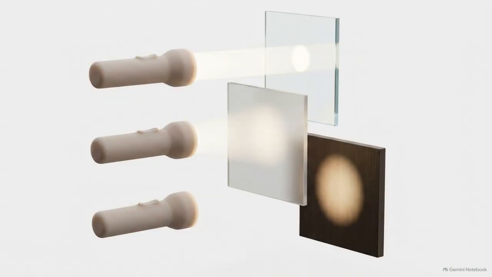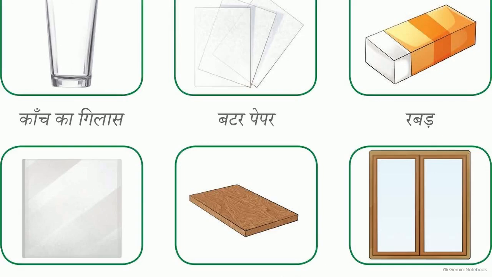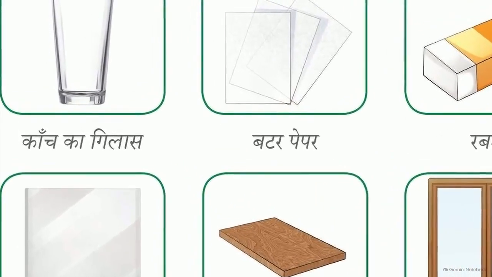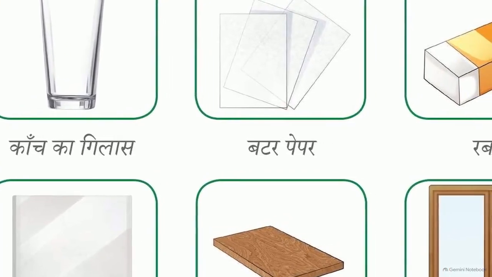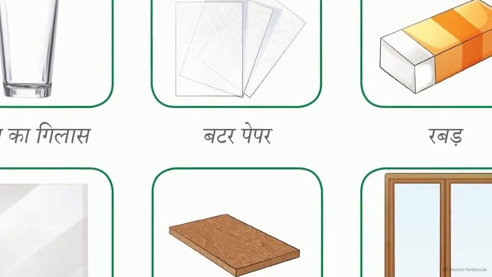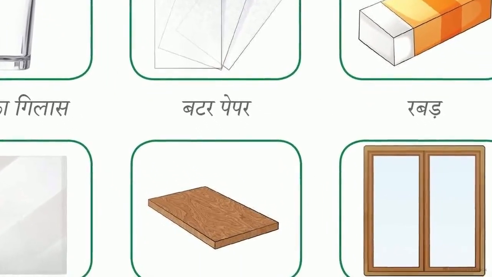Matter also dictates how light travels through an object. Materials can let all light pass through, block some of it, or stop it entirely. Look at this grid. The clear glass on the far left is transparent. We see straight through it. The frosted butter paper is translucent, letting only a soft glow pass. And the wooden board on the bottom right is entirely opaque, blocking light completely.